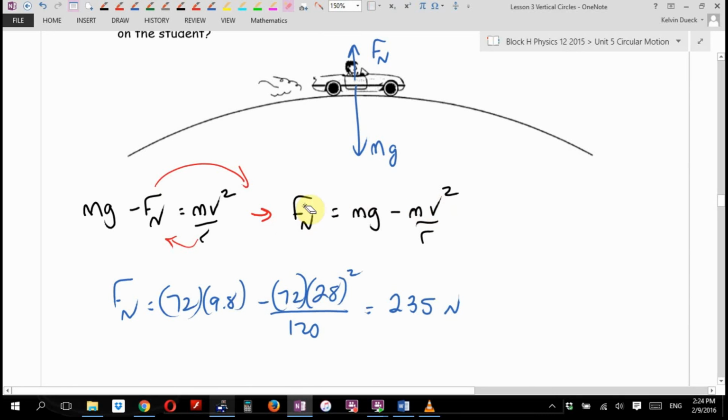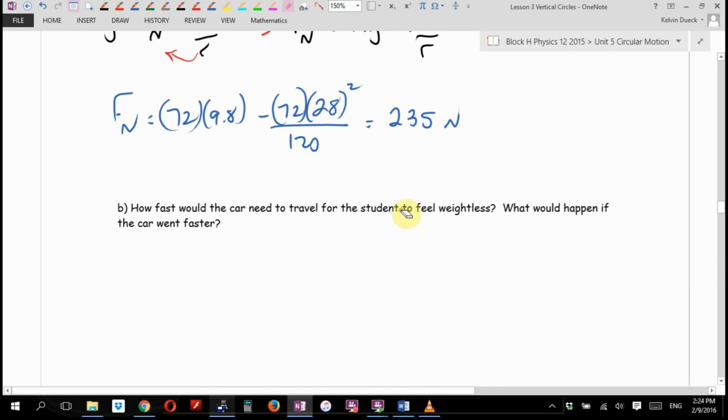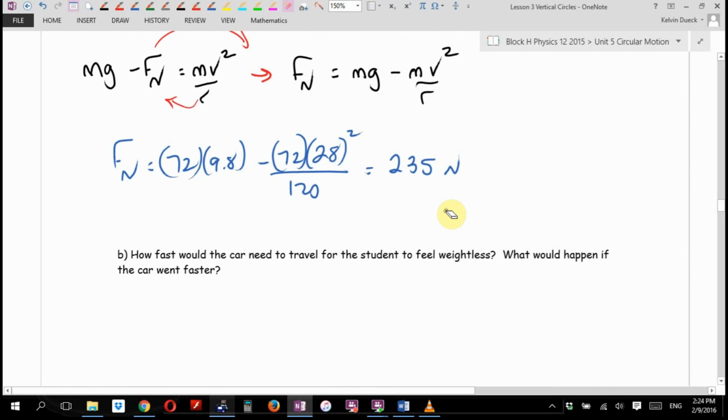What would happen to the normal force if we sped up? It'd be smaller. So here's the next question. How fast would I need to travel for the student to feel weightless? What would the normal force be if I felt weightless? So really, we can make a little note here. Fn would be 0. So now it would be mg minus Fn equals, I'm just dropping down the same equation that we had before. But if the student felt weightless, Mitchell, what would the normal force be?